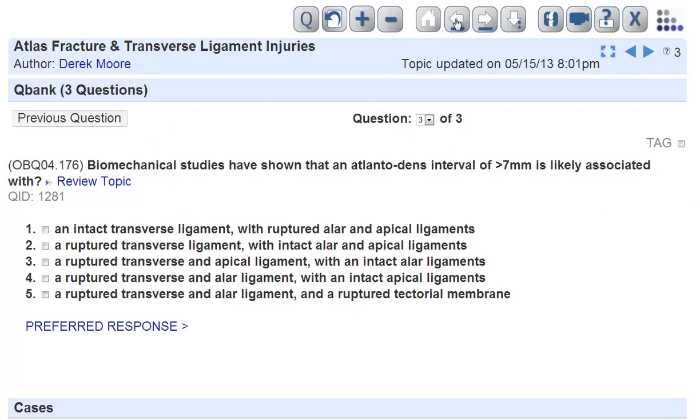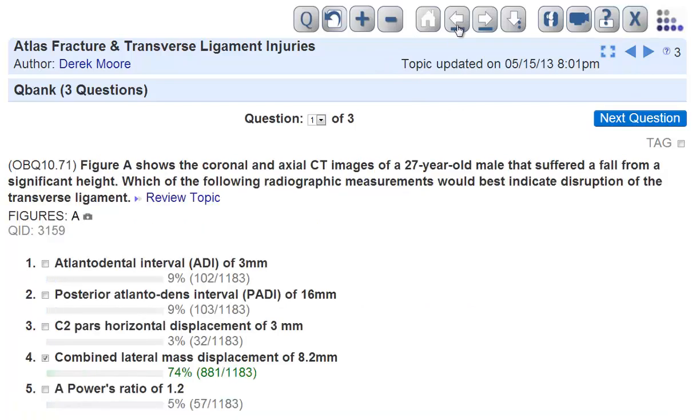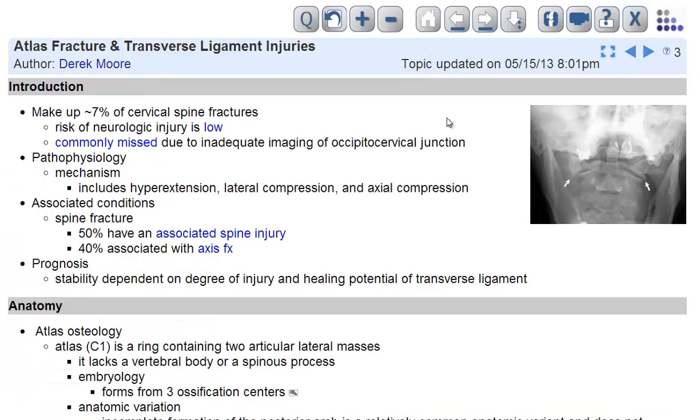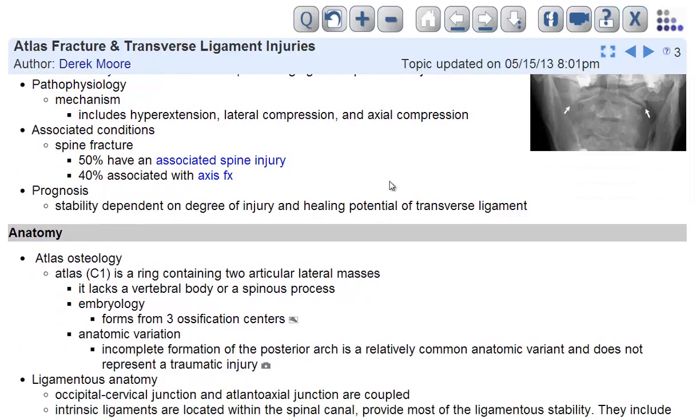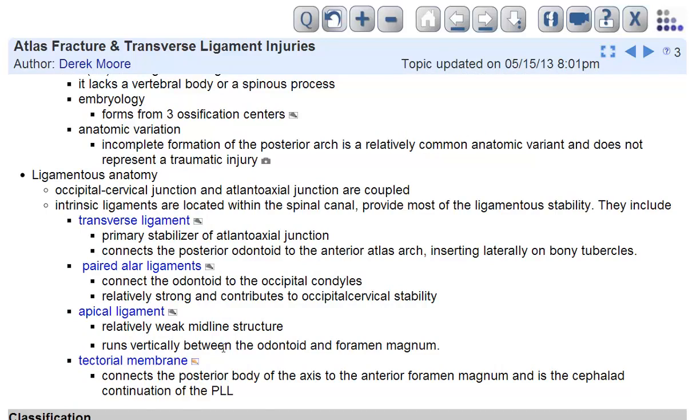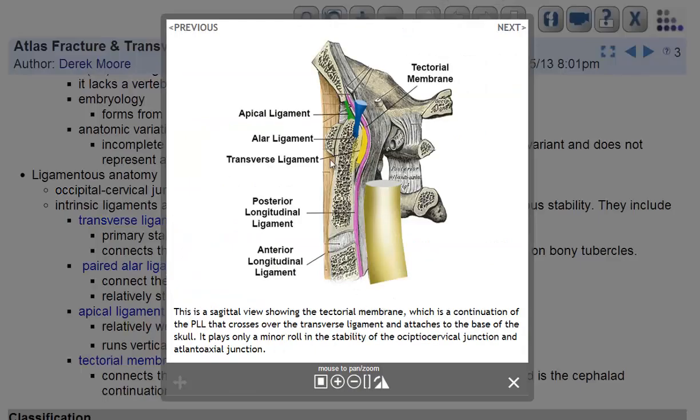if we go back to our anatomy section, looking at this illustration here, you can see that, as we mentioned, your tectorial membrane is an extension of your posterior longitudinal ligament. It is not an important stabilizer in this region. However, it does run parallel to your transverse ligament and also parallel to your apical ligament.